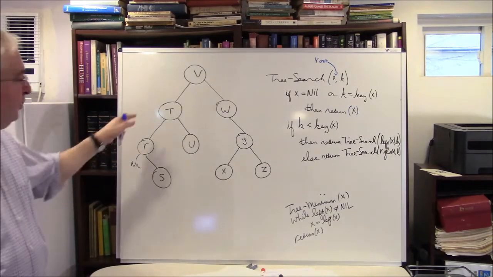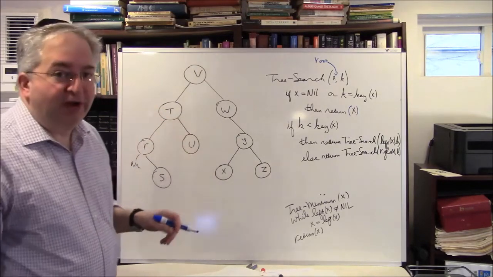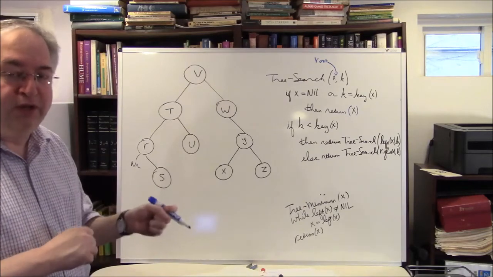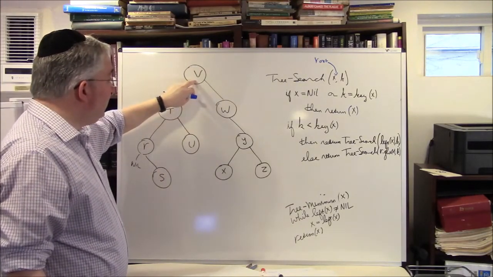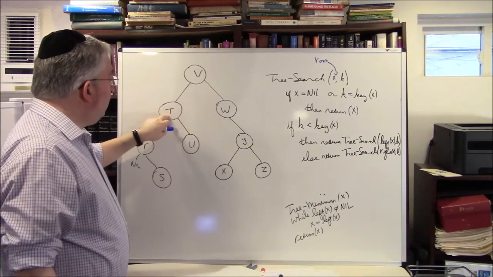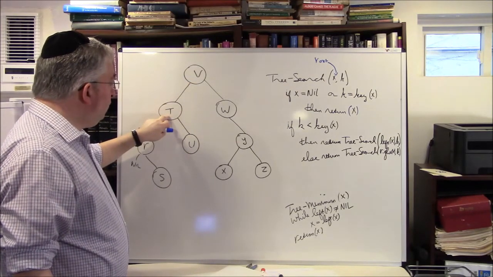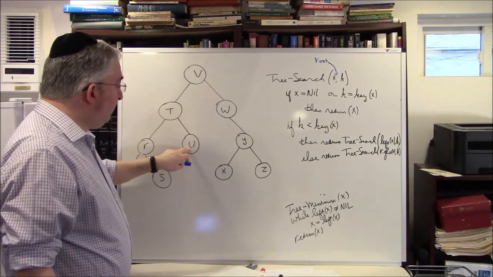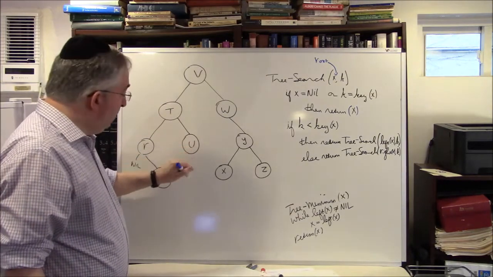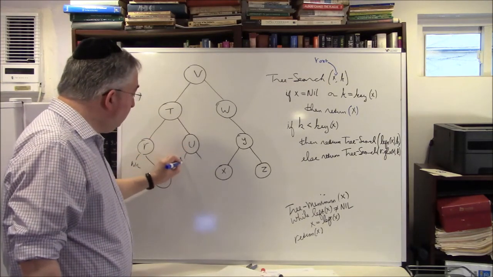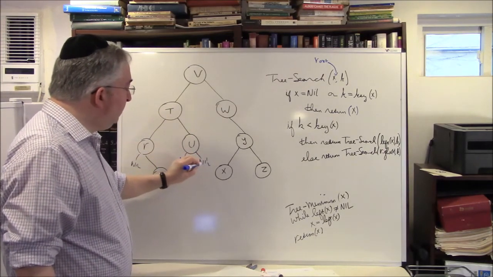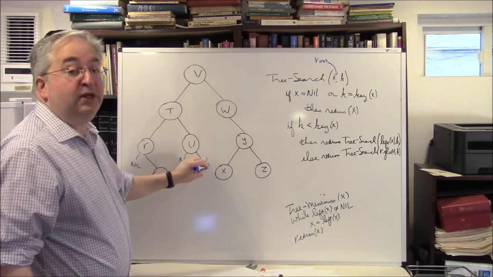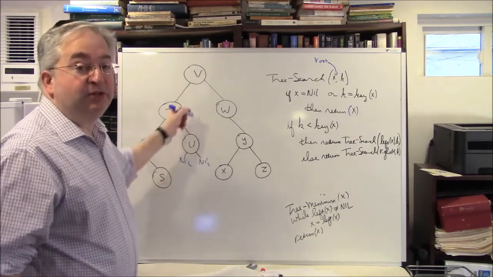Let's just look for U.5. U.5 is somewhere between U and V. So U.5 is less than V. U.5 is more than T. U.5 is more than U. He has two children. Both of them are nil. Okay, so we're going to come here where U.5 should be. It's not there. It's going to return nil.